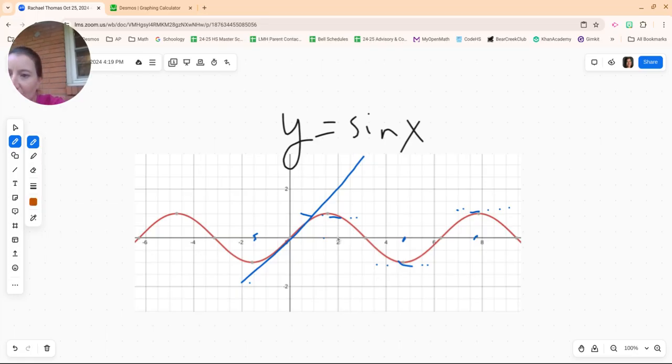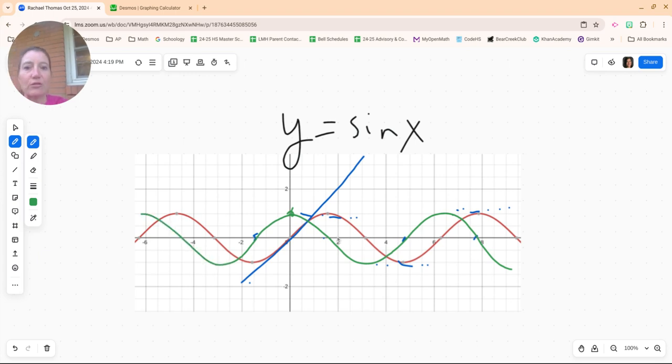So my derivative, let's use a different color, should look something like a value of 1, and then a value of 0, and then a value of -1, and then a value, oops, let me try that again. I'm going to try and get that more accurate for us. Value of 1, a value of 0, then a value of -1, then a value of 0, then a value of 1, then a value of 0, then a value of -1. Well, that looks awfully familiar.